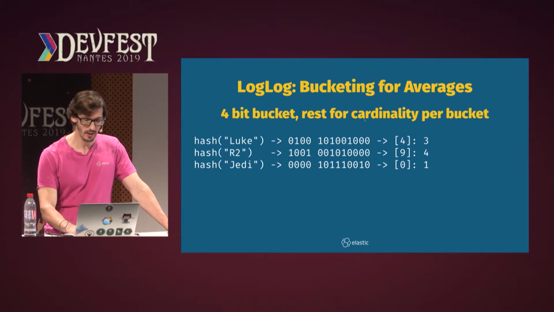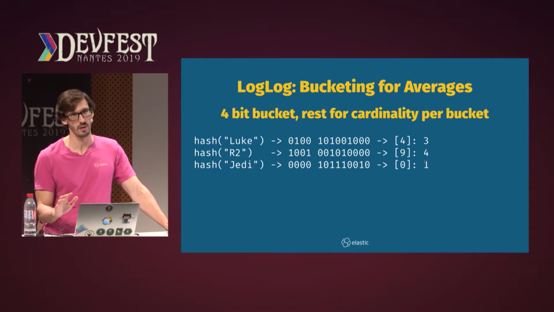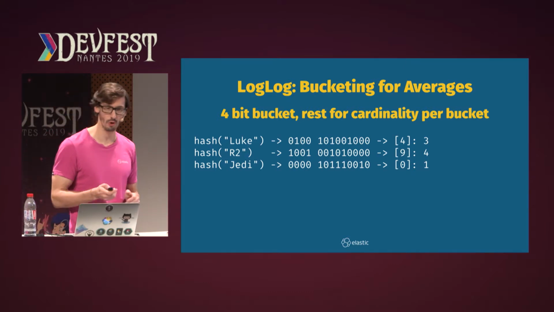And you still only need to keep those different buckets. So you use 4 bits for the buckets and then a counter for how many leading zeros you have. So you will use very little memory. That's the general idea of LogLog.